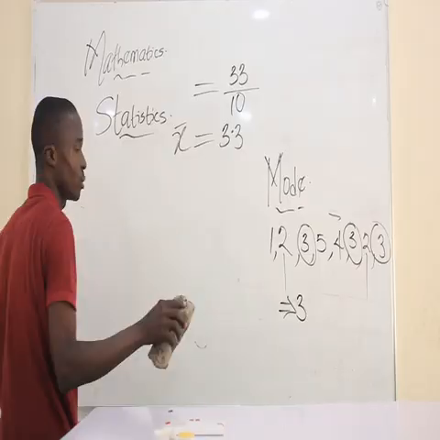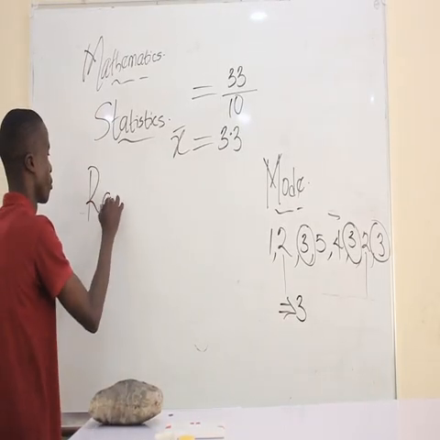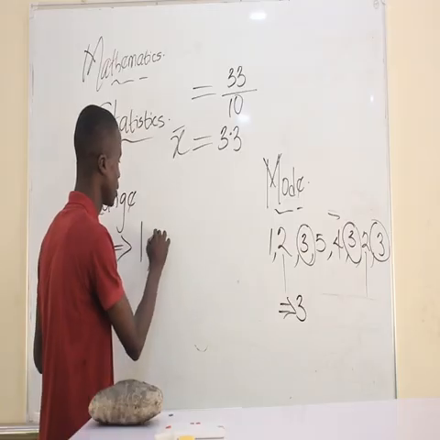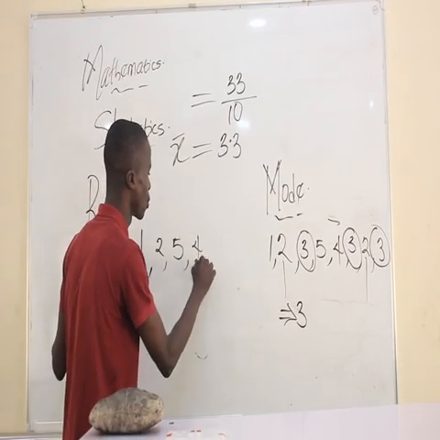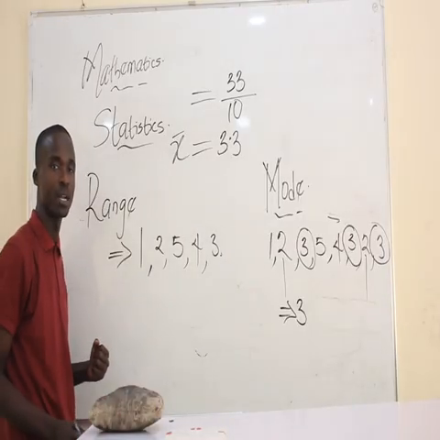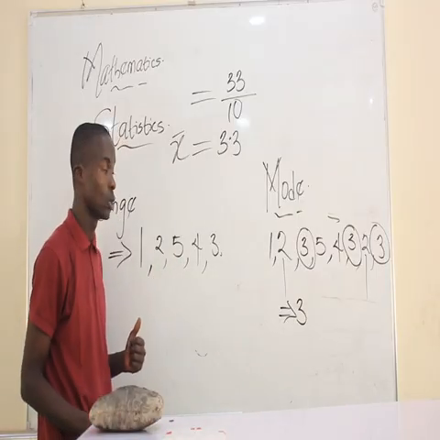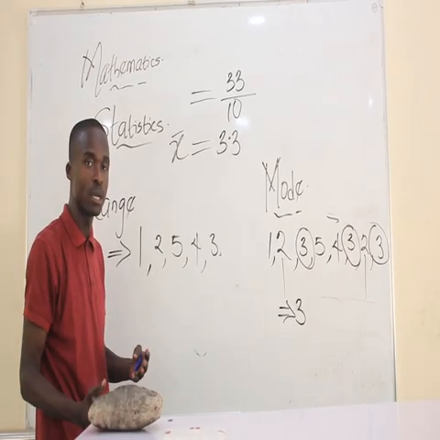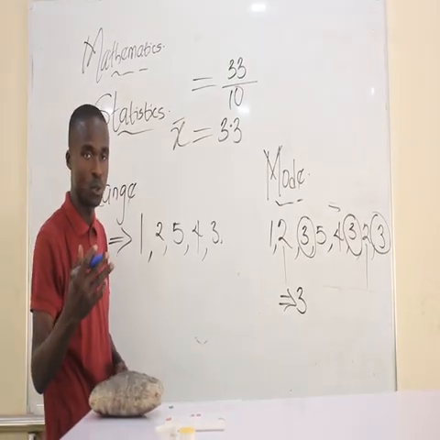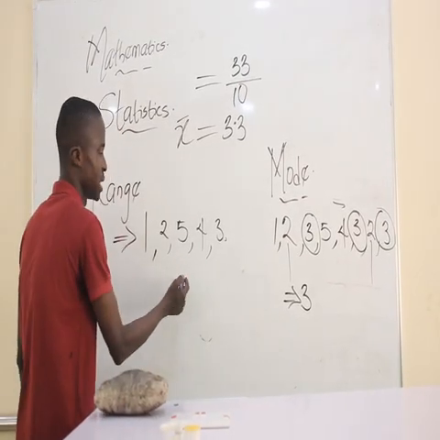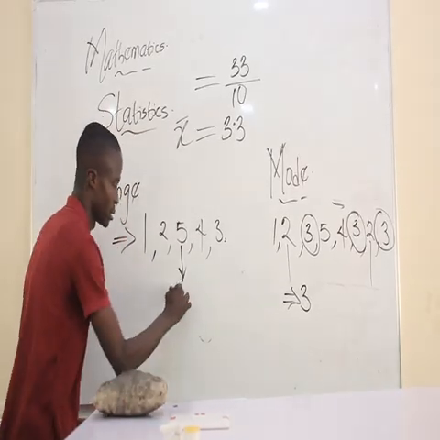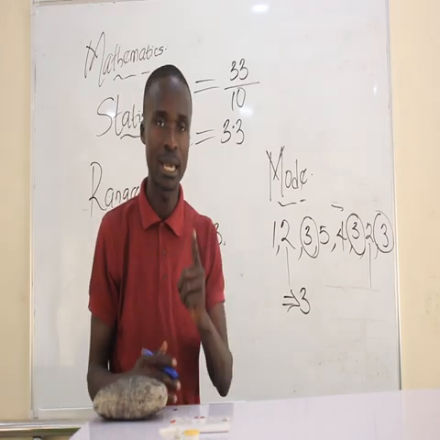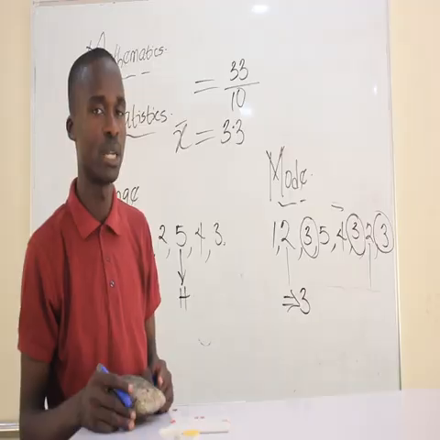Using the same example, 1, 2, 5, 4, 3. Now, if you have data like this, what is the range? Range is the difference between the highest value and the smallest value. What is the highest value? You have to identify. This is the highest, while the smallest is this. Be careful to note what is the highest value and what is the smallest value in the distribution.